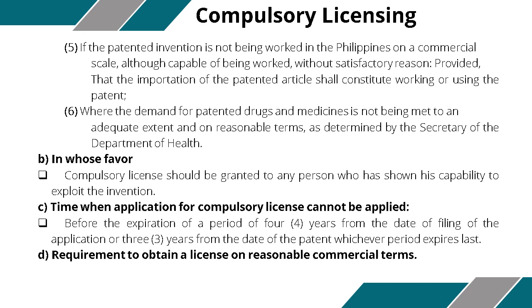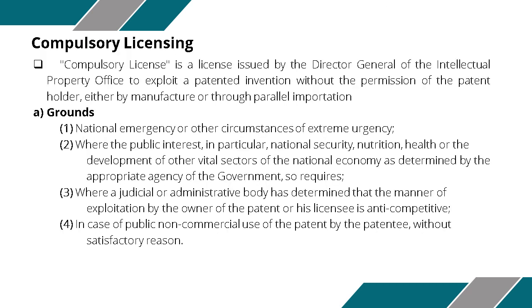Now, requirement to obtain a license on reasonable commercial terms. Compulsory licensing means a license issued by the Director General of the Intellectual Property Office to exploit a patented invention without the permission of the patent holder, either by manufacture or through parallel importation. What are the grounds? 1. You can do that only when there is a national emergency or other circumstances of extreme urgency, for example, COVID. 2. Where the public interest, in particular national security, nutrition, health, or the development of other vital sectors of the national economy, as determined by the appropriate agency of the government, so requires. 3. Where a judicial or administrative body has determined that the manner of exploitation by the owner of the patent or his licensee is anti-competitive. 4. In case of public non-commercial use of the patent by the patentee without reason.